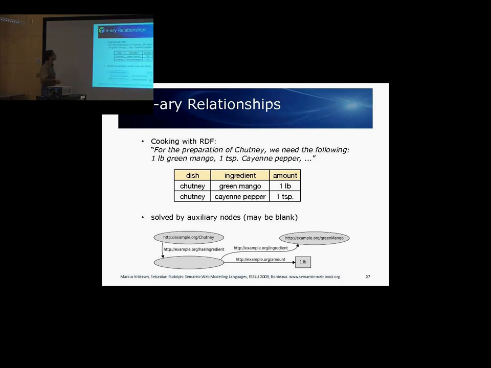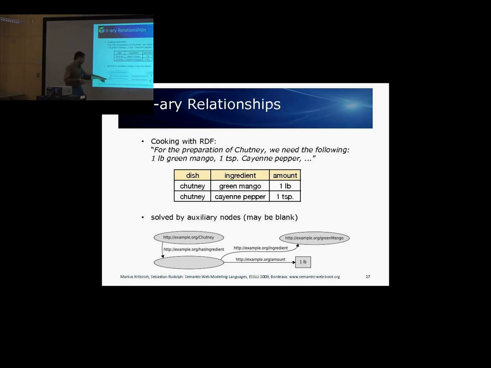Now, what happens in those cases where I want to represent n-ary relationships? Let's say I want to write down the recipe for cooking my favorite Indian dish, which is the preparation of chutney. We need some mangoes, we need some peppers, and so on. If I was representing it as a database, then I'll have the name of the dish over here, the ingredients over here, and the amount which I'm using.